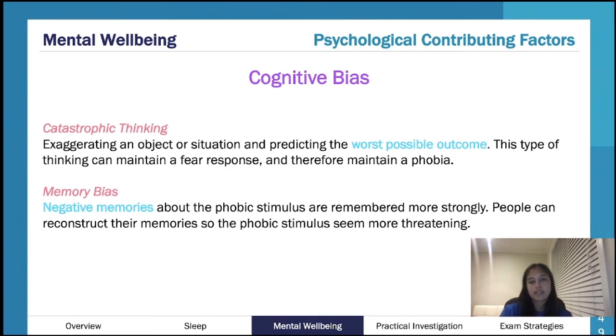Memory bias is basically just remembering all the negative experiences you've had with this stimulus as opposed to the positive. So if you, again, are fearful of dogs, memory bias is this idea that you're going to remember the 2 times that you've had bad experiences with dogs, but you're not going to remember the 13 times before that when you had good experiences with dogs. That's the idea of memory bias.